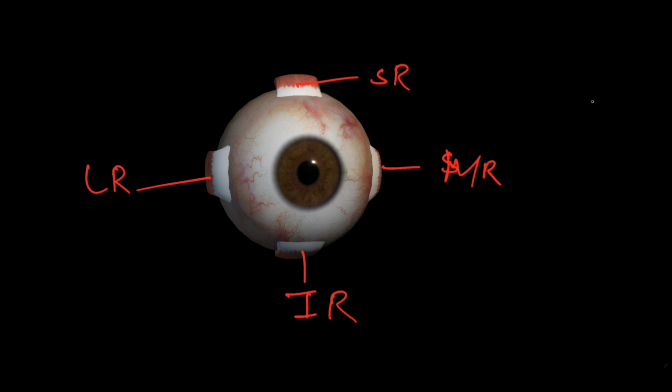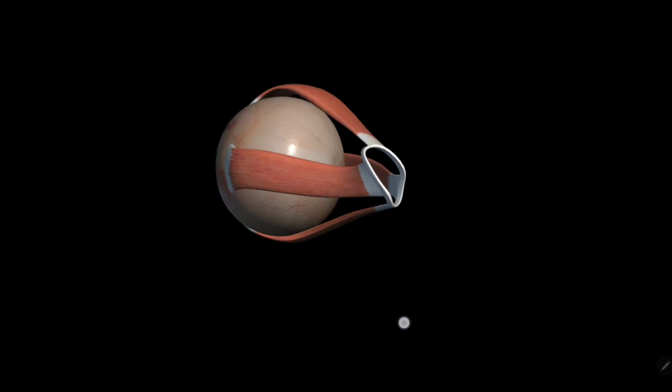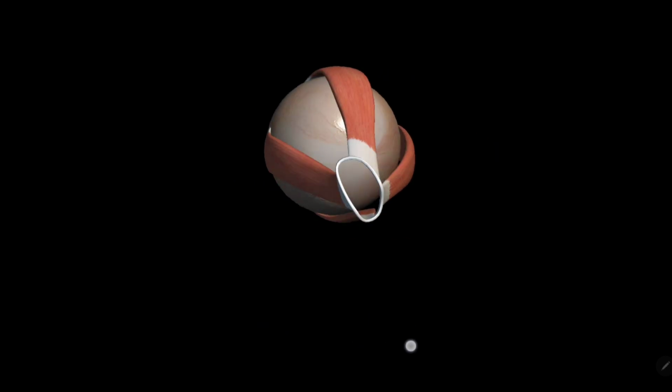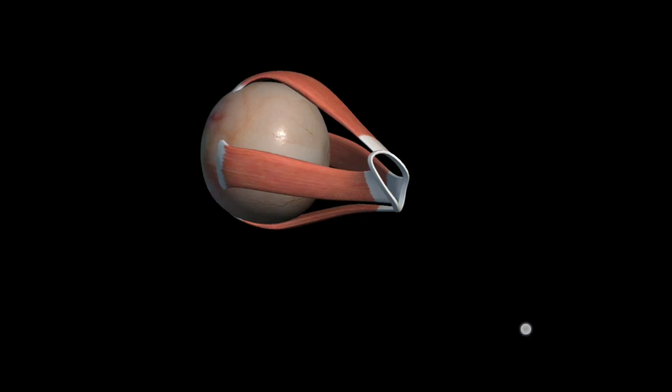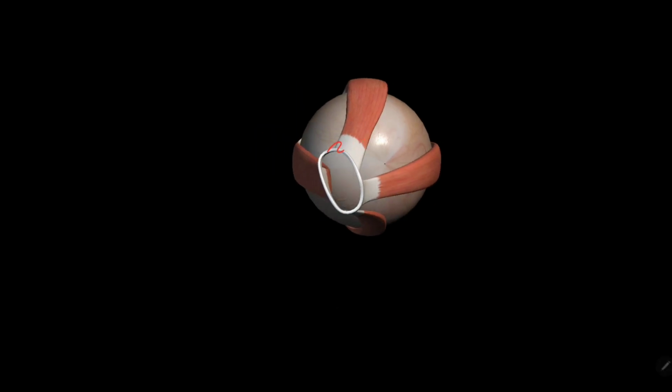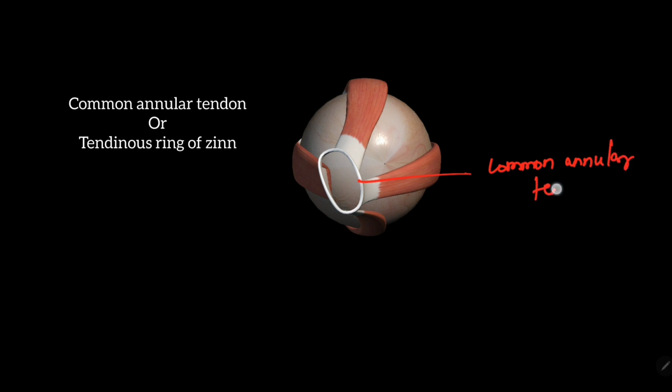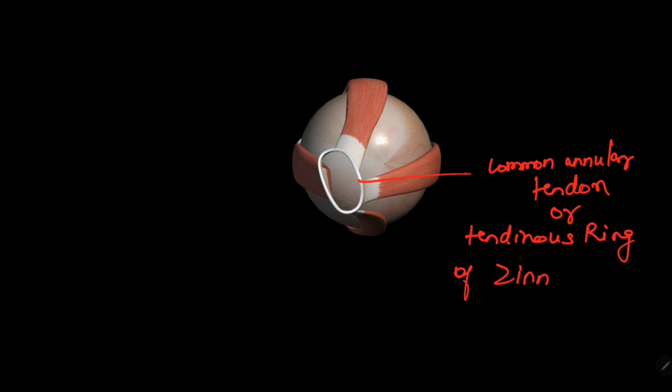We will be discussing the insertion a little bit later. Now if we talk about the origin, they are coming from the common tendinous ring. You can very clearly make out that this is a common tendinous ring. This is also called the common annular tendon, or it is also called the tendinous ring of Zinn. This is the name given to this, though all these are attached to the common annular tendon.